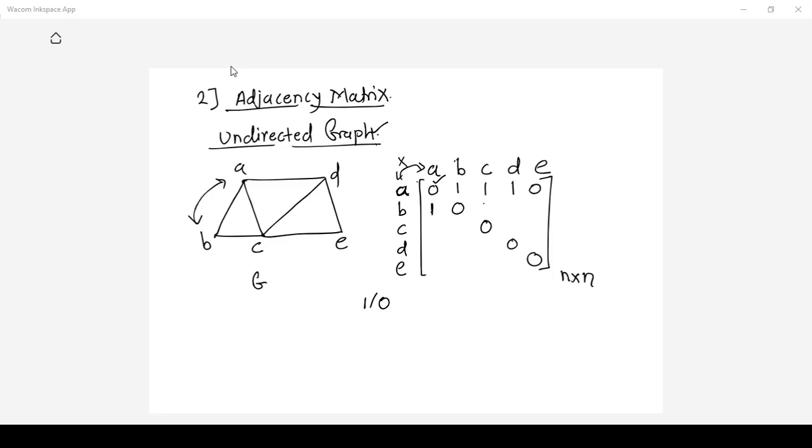Then next, B is also adjacent to C. B is not adjacent to D as there is no direct edge between B and D, and B is also not adjacent to E. Next, vertex C. C is adjacent to A. C is also adjacent to B. C is also adjacent to D and E. The next, vertex D. D is adjacent to A. D is not adjacent to B. D is adjacent to C, and D is adjacent to E. Last, E. E is not adjacent to A. E is not adjacent to B. E is adjacent to C. E is adjacent to D.